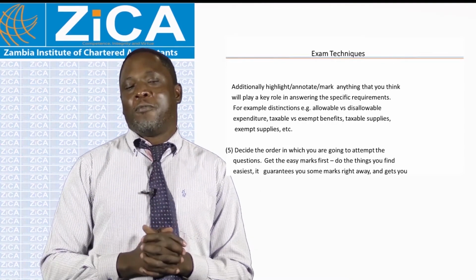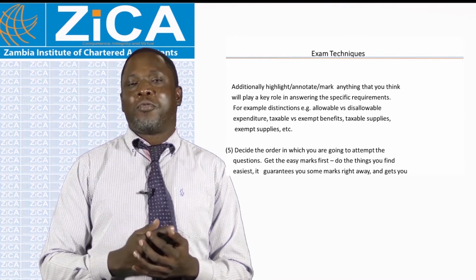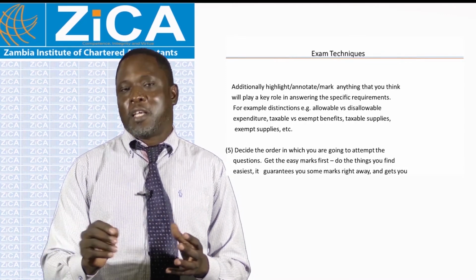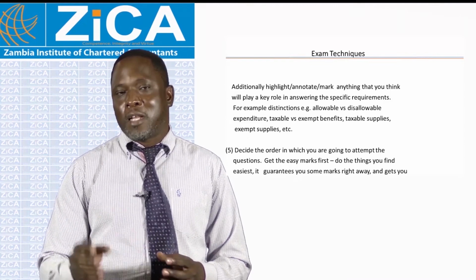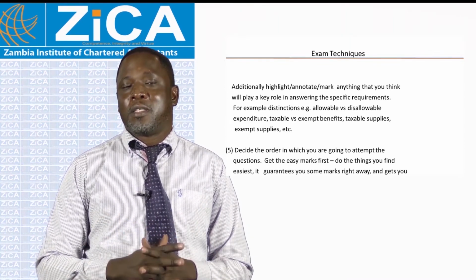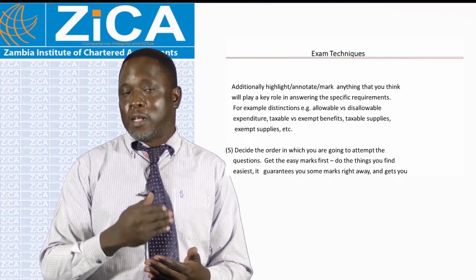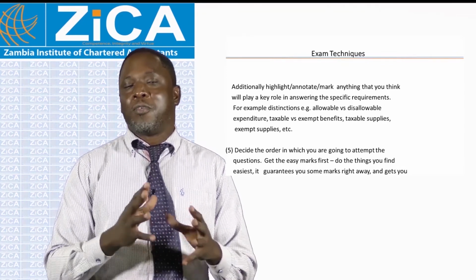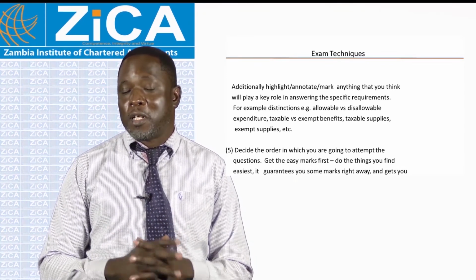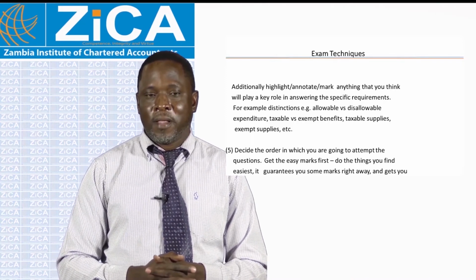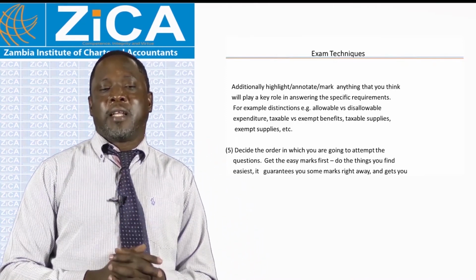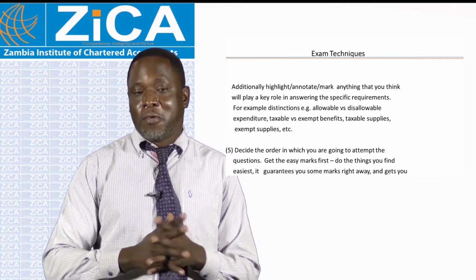If it is a question on VAT, as you are reading through the information, you'll be able to tick that this item is exempt, this item is zero rated, this item is standard rated, so that even as you start doing the actual question, you already know the rate at which you are going to compute the value added tax. Then also importantly, decide the order in which you are going to attempt the questions.